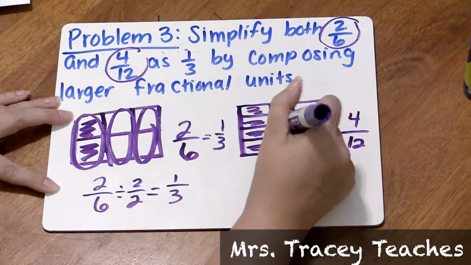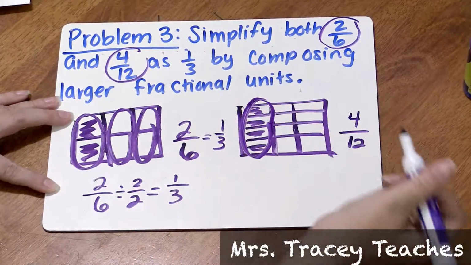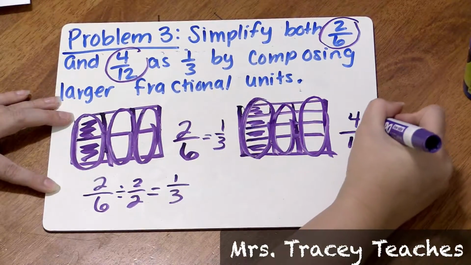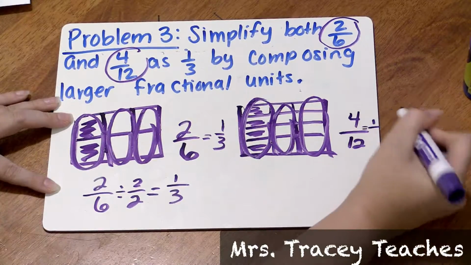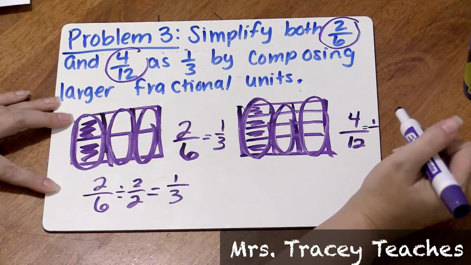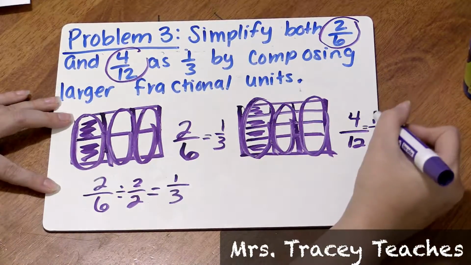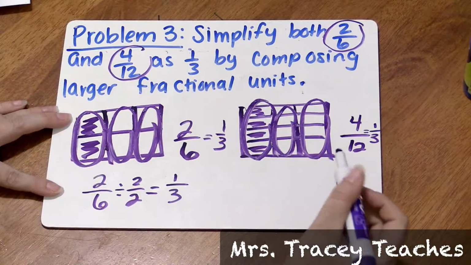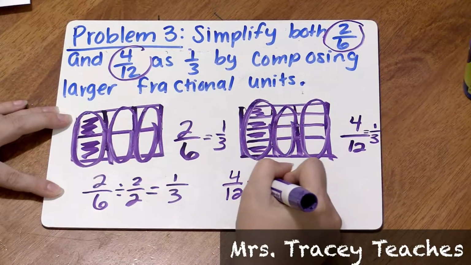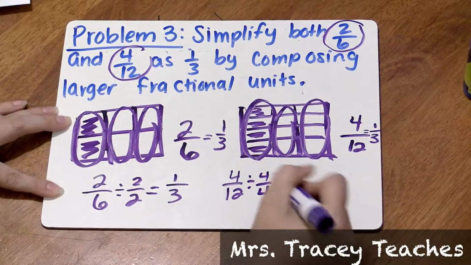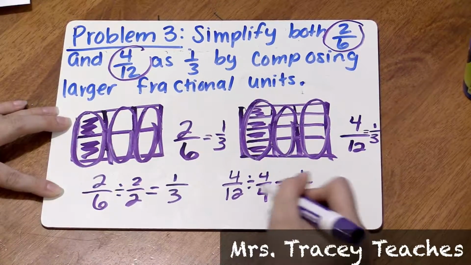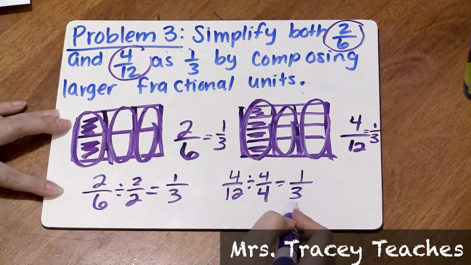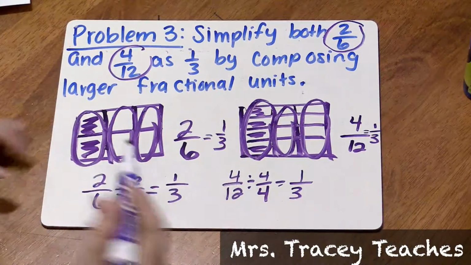Now let's look at this one. If I circle, how many groups of 4 do I have? So I have 1, 2, 3 groups of 4, but 1 is shaded in. So that's 1/3. So I have 4/12 divided by 4. So 4 divided by 4 is 1. 12 divided by 4 is 3. So 4/12 equals 1/3.